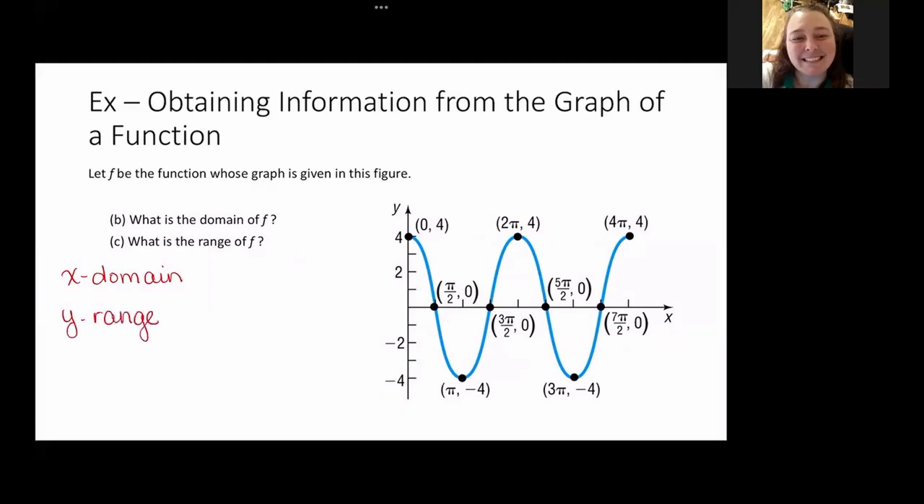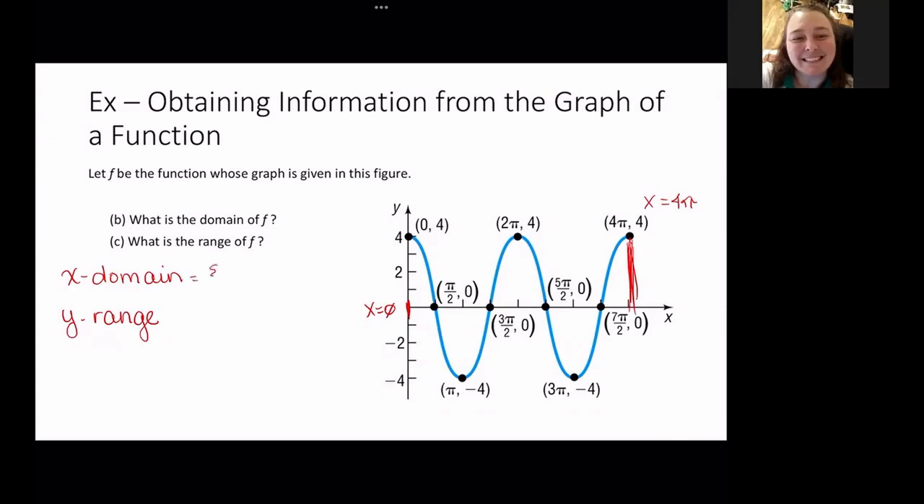Okay. Now, my x is going from here, which is x equals 0, up to here before it stops, and that is x equals 4 pi. So my domain is all x's between 0 and 4 pi.